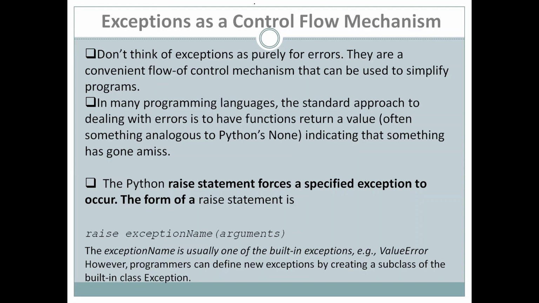Exceptions as control flow mechanism. Don't think of exceptions as purely for errors. They are a convenient flow of control mechanism that can be used to simplify programs. So don't think exceptions are only for errors. These are convenient flow of control mechanisms which can be used to simplify the program.